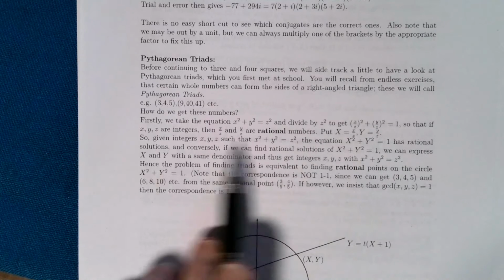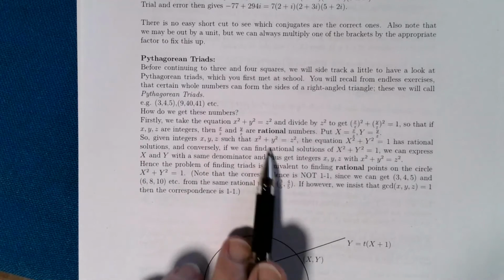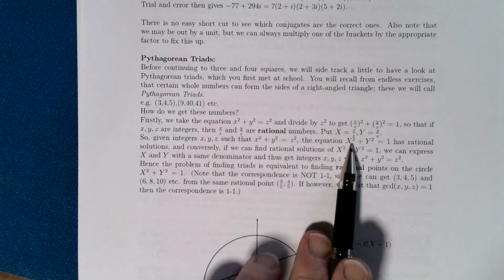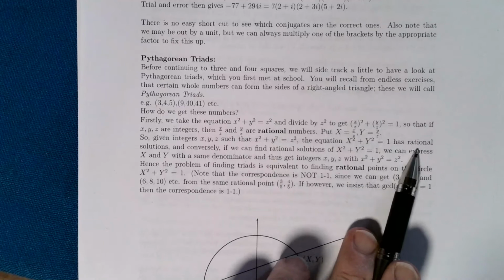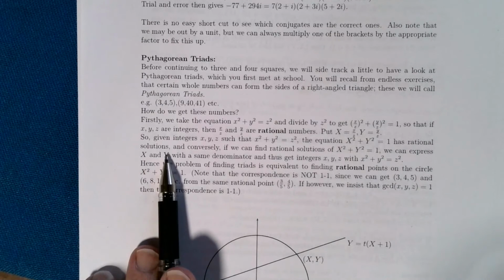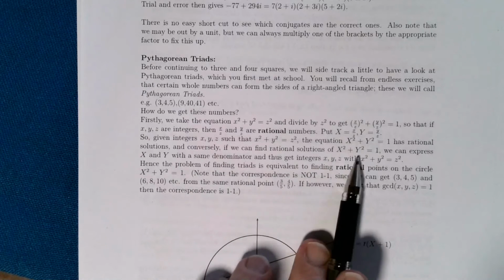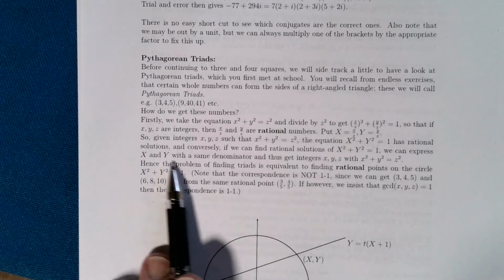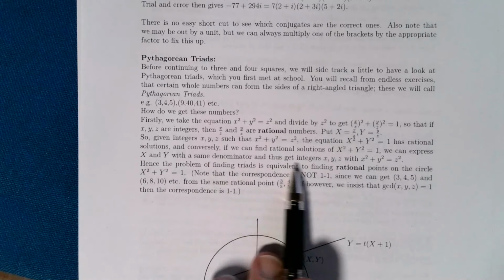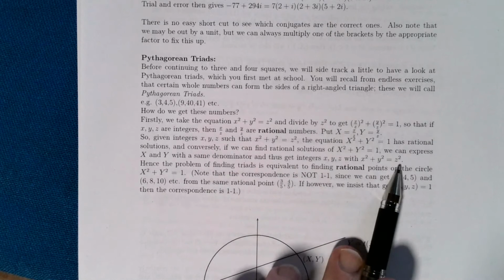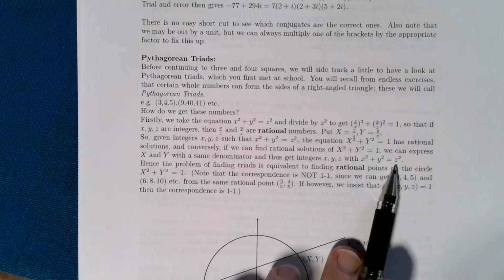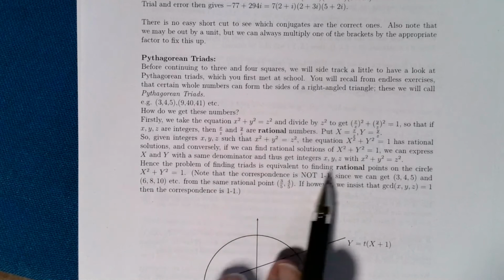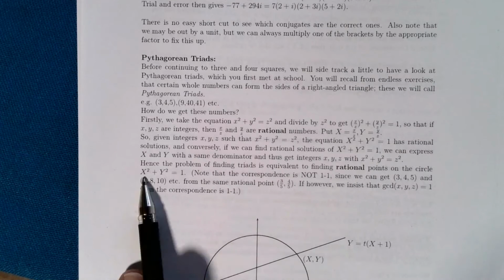And that means if we're given integers x, y, z that satisfy the Pythagorean statement, then the equation X squared plus Y squared is 1 has rational solutions. And conversely, if we can find rational solutions on this curve, then we can express X and Y with the same denominator, and we can get back and reconstruct our little x, y, z that satisfies the Pythagorean formula. So hence the problem of finding triads is equivalent to finding rational points on this circle.